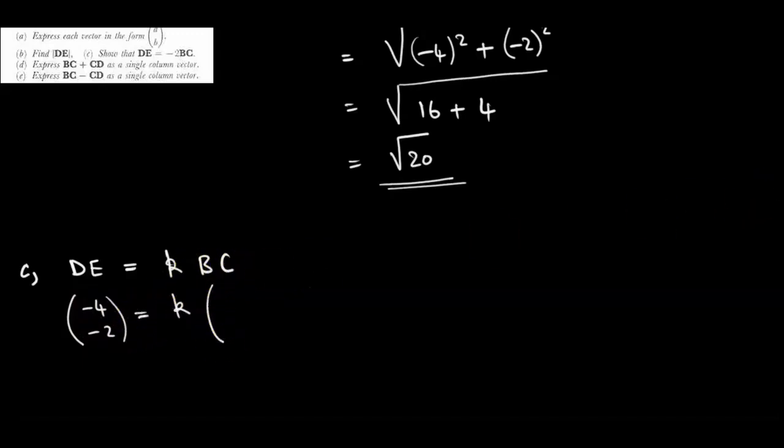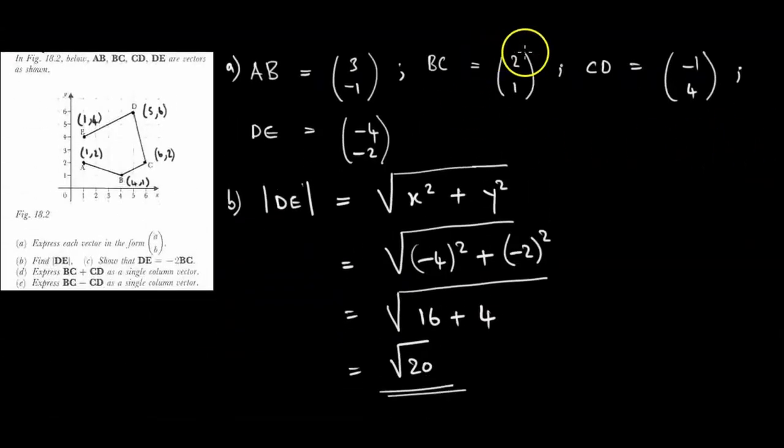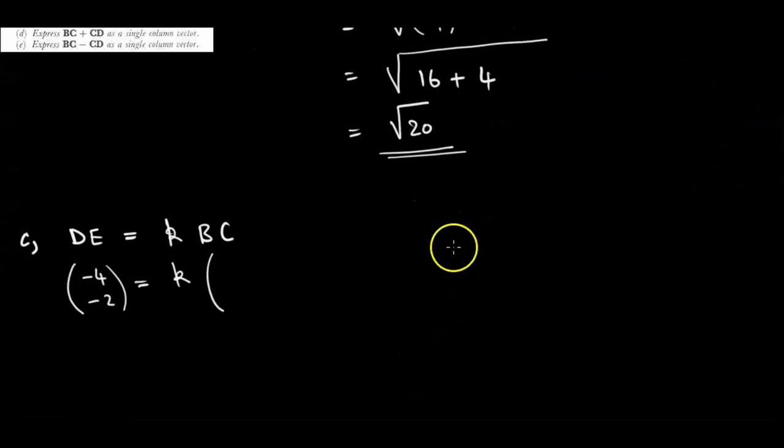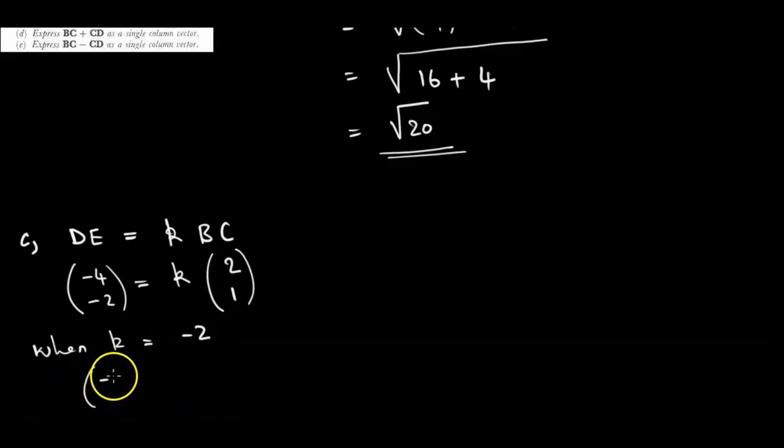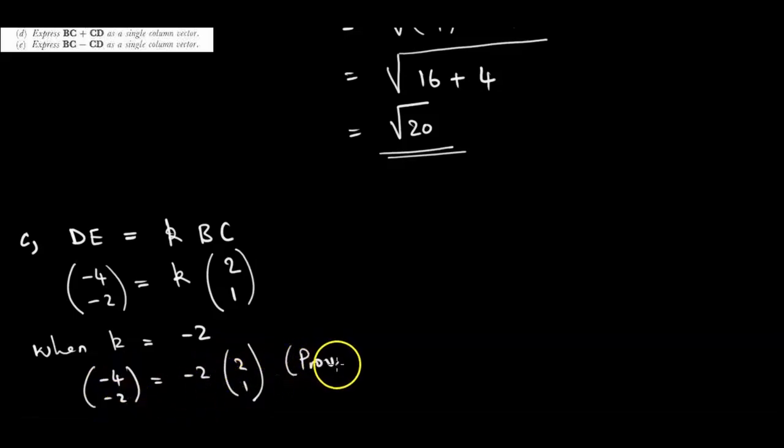And what is the value of BC? BC we see is (2, 1). So basically what is happening is that we have to prove that the value of K should be minus 2. So here we say that when K is equal to minus 2, (-4, -2) is equal to minus 2 times (2, 1). That is true, because minus 2 times 2 is minus 4, and minus 2 times 1 is minus 2. So this is proven.